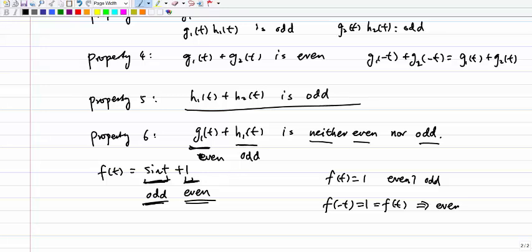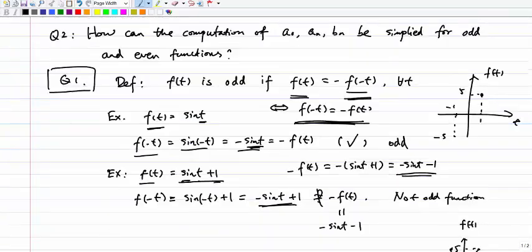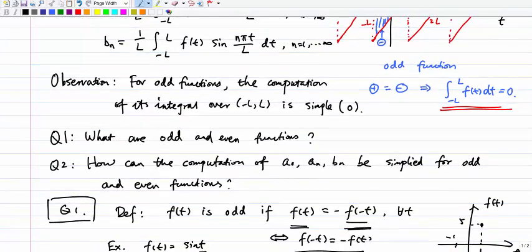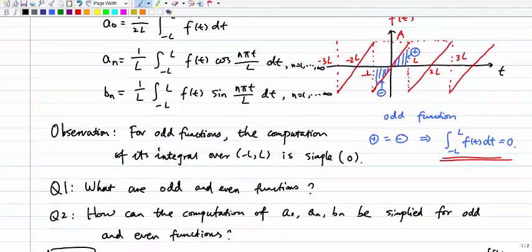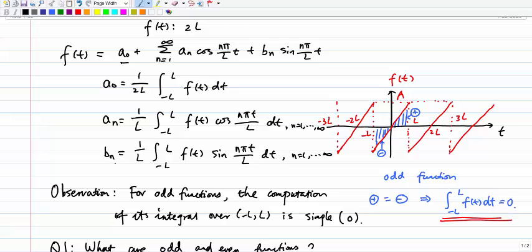Okay. So this is the first part of this even and odd function topic. I showed you what even and odd functions are, so at least you can use the definition to verify if a function is even or odd. In the next video, I'll talk about how we can use the properties of even and odd functions to simplify the computation of the weights a0, an, and bn in the Fourier series of a periodic function.